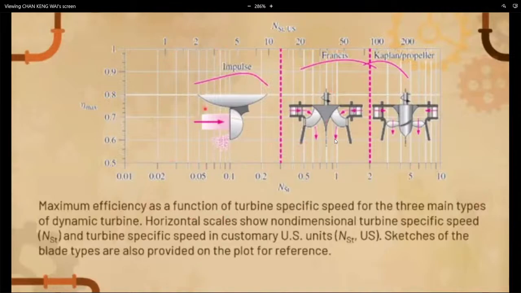Okay, so whatever below here, this is approximately 0.3. So whatever below 0.3 will be impulse, and from 0.3 to 2 will be Francis, and then from 2 and onwards will be Kaplan or the propeller.